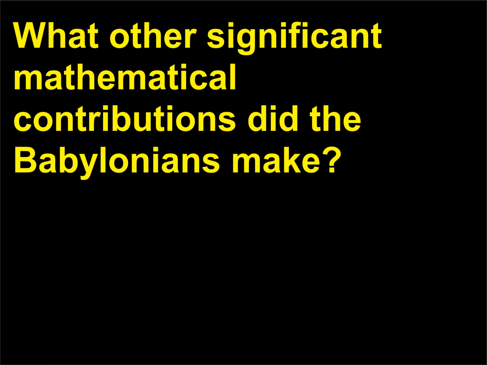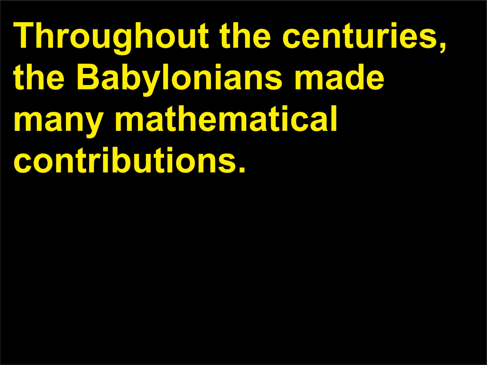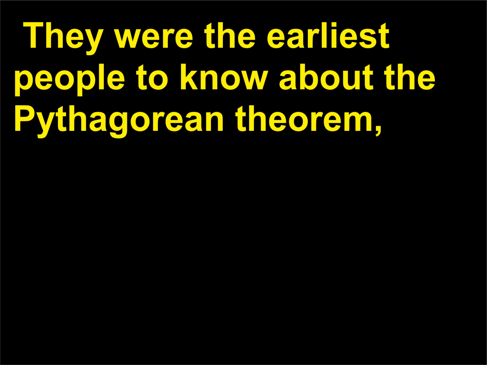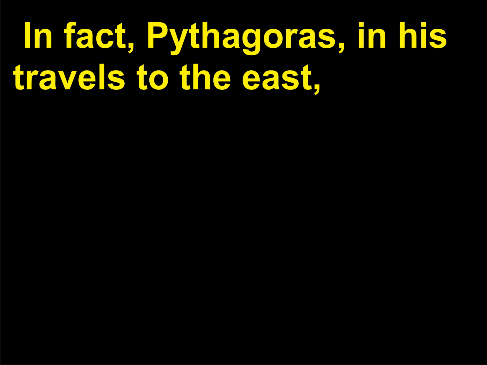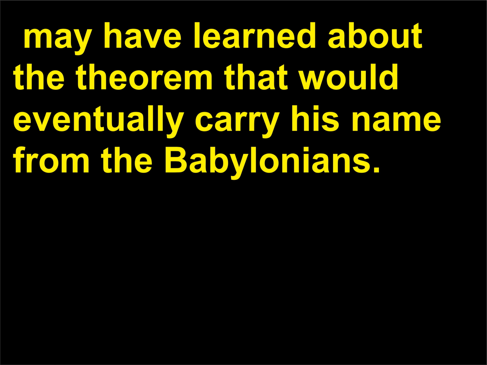What other significant mathematical contributions did the Babylonians make? Throughout the centuries, the Babylonians made many mathematical contributions. They were the earliest people to know about the Pythagorean theorem, although it was not known by that name. In fact, Pythagoras, in his travels to the east, may have learned about the theorem that would eventually carry his name from the Babylonians.